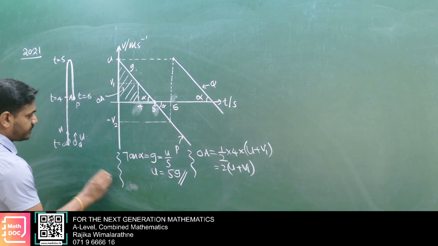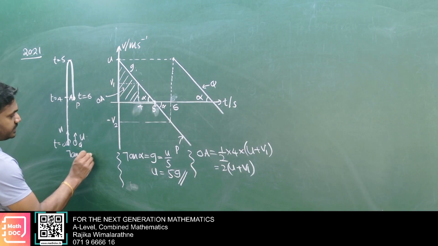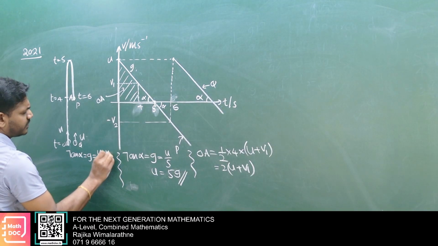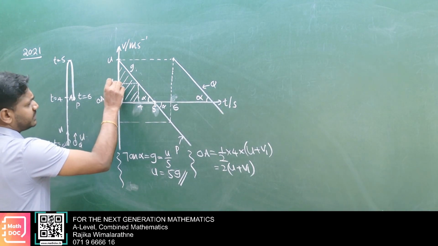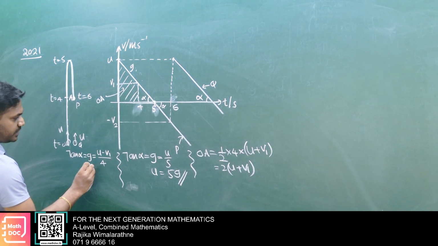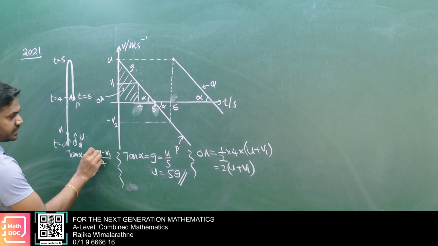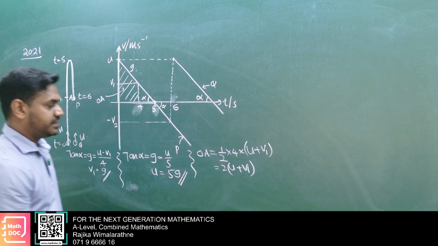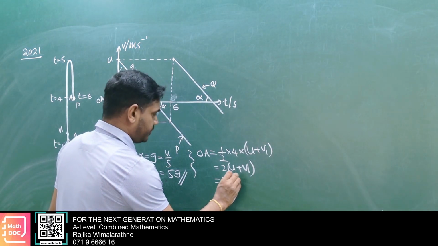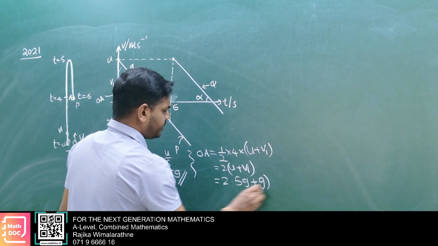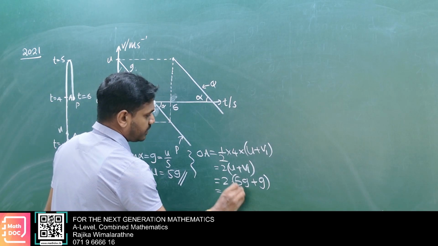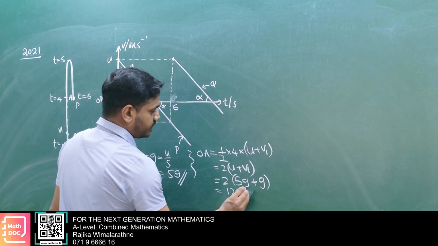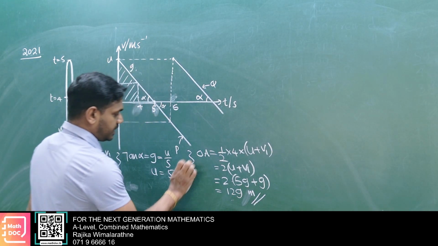Let's write again. Tan alpha means g, equals (u minus v1) over 4. Then with u equal to 5g, v1 equals 4g minus 5g, so v1 is g. U means 5g, v1 means g, now it is 12g. OA displacement is 12g. Better write units here. Units are given, then meters, then meters per second.